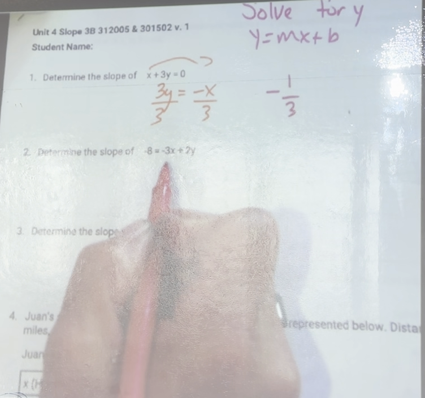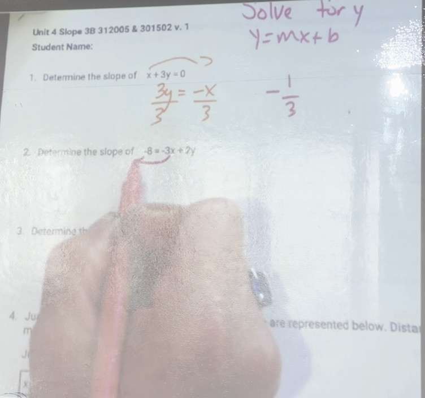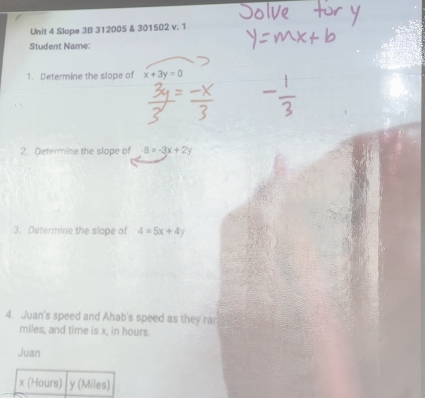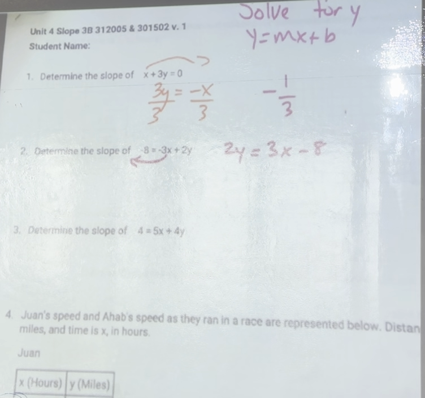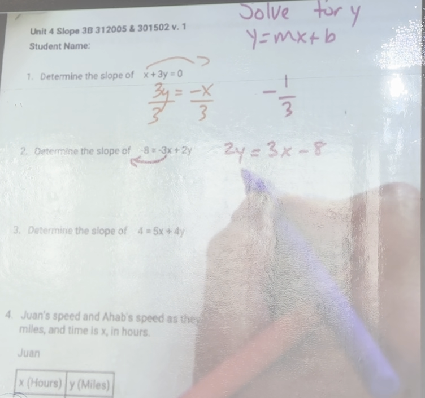Number 2, we're going to move the x over. So if it was negative, now it's going to be positive. So we have 2y equals positive 3x minus 8. Now what? Same thing. Put it over 2.